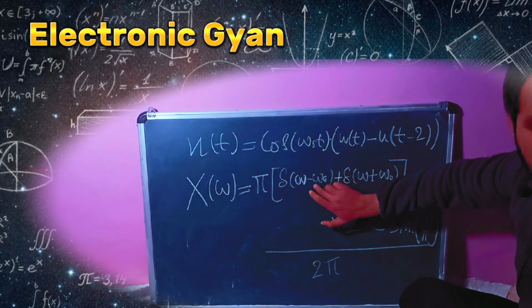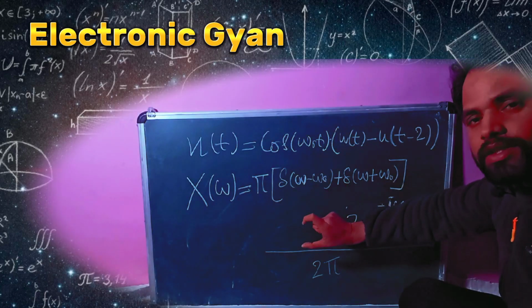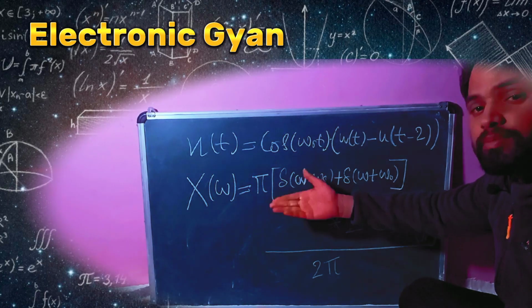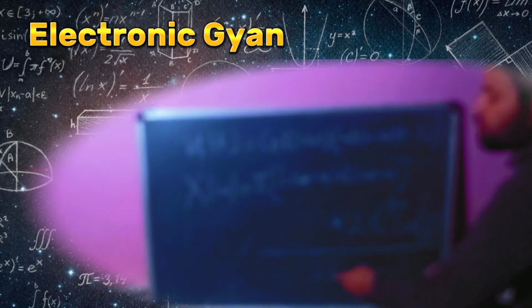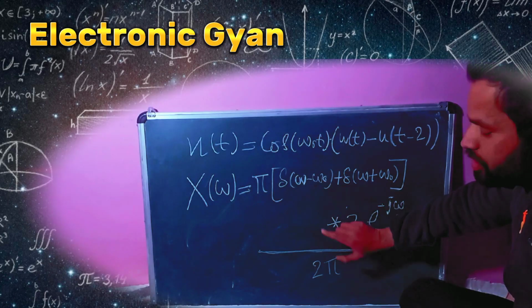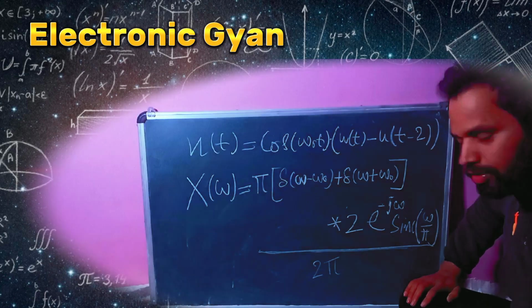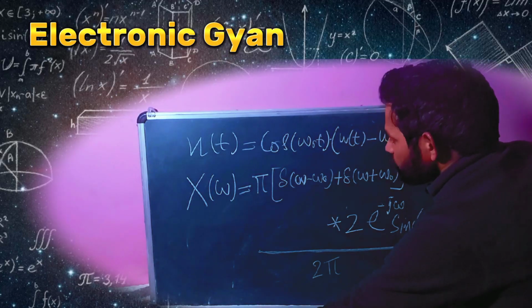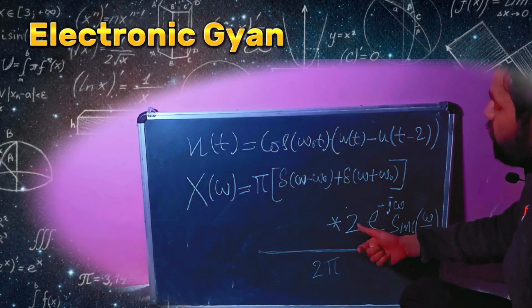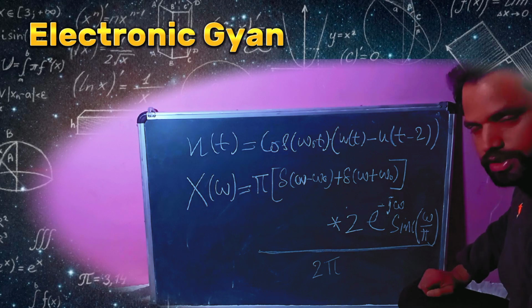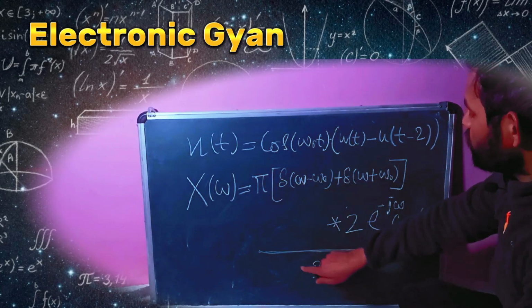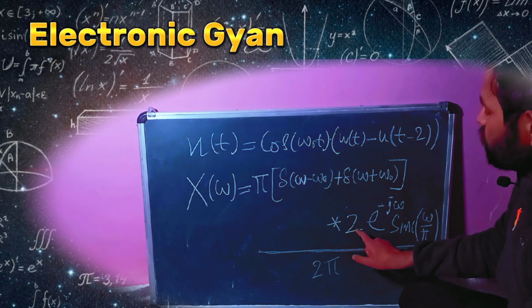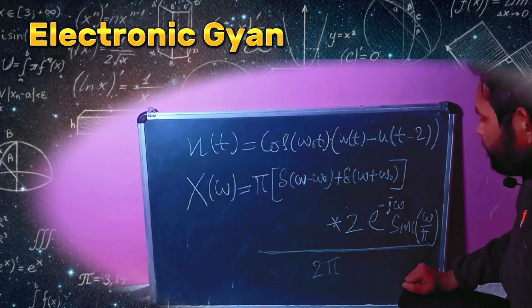Why? Because we are taking the frequency in radians per second, so this should be divided by 2 pi. If we take the frequency in hertz, then this 2 pi gets eliminated. In this way we will get the Fourier transform of this signal. The pi gets cancelled, and a factor of 1 by 2 comes. So this is the convolution.